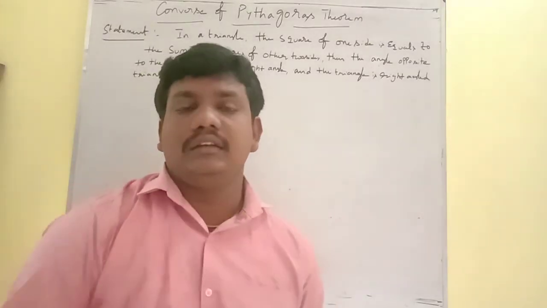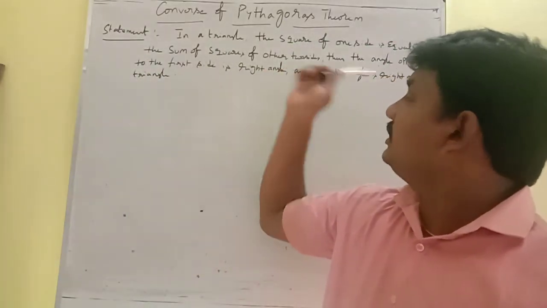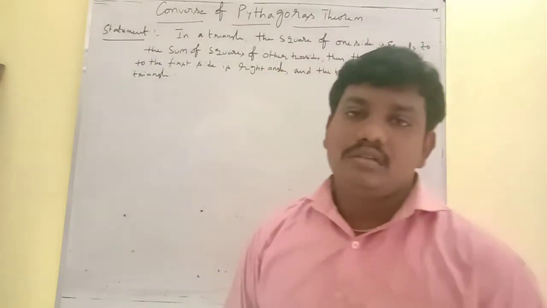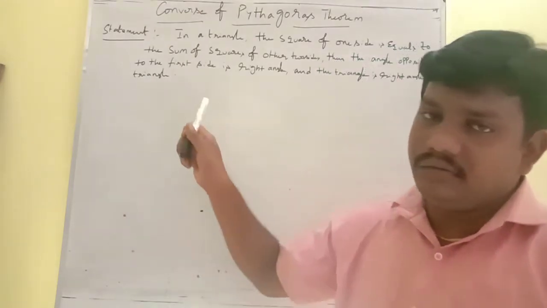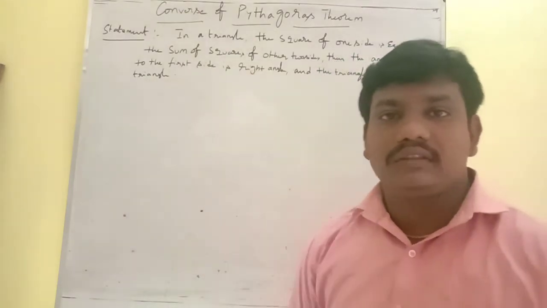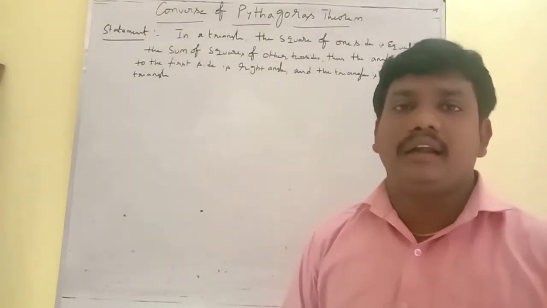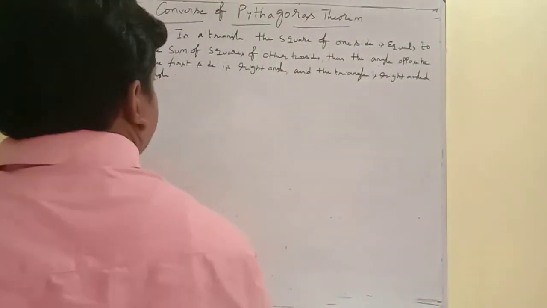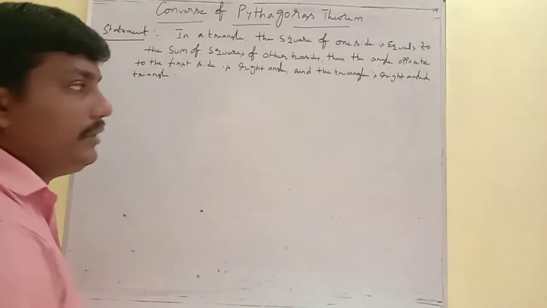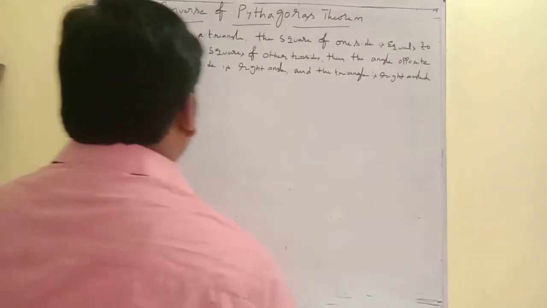In a triangle, the square of one side is equal to the sum of the squares of the other two sides. Then the angle opposite to the first side is a right angle, and the triangle is a right angle triangle. Now to prove this converse of Pythagoras theorem statement, we need some construction. Before going to that, we will see what is given here.